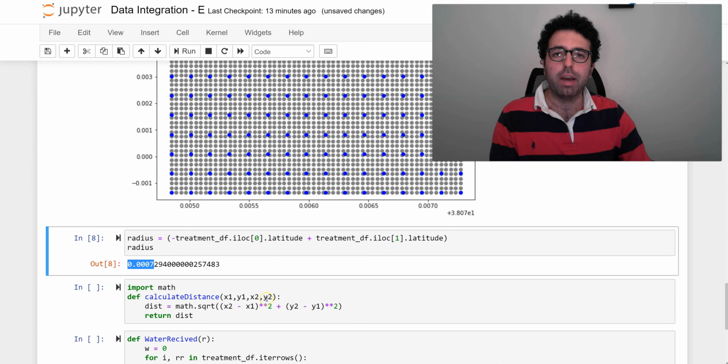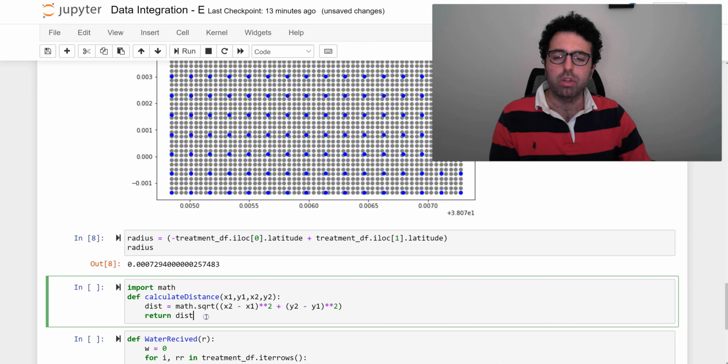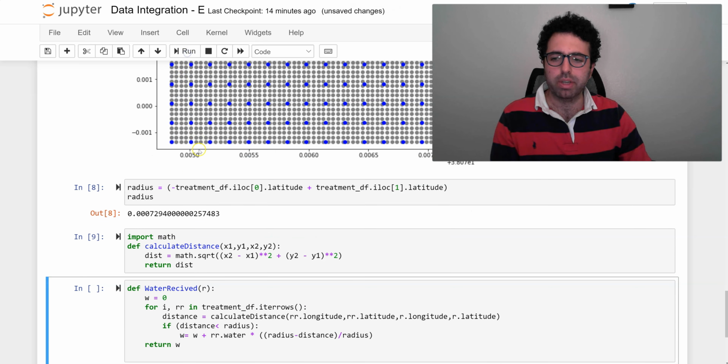Now I have to be able to calculate a distance between 2 points, because this function is going to be important in the next function I'm going to be using. We know the formula for distance is the square root of the difference between the first dimension to the power of 2 plus the difference between the second dimension to the power of 2. This is a formula we know. For us to be able to calculate the square root, we have imported the math module. So this is a function we just created.